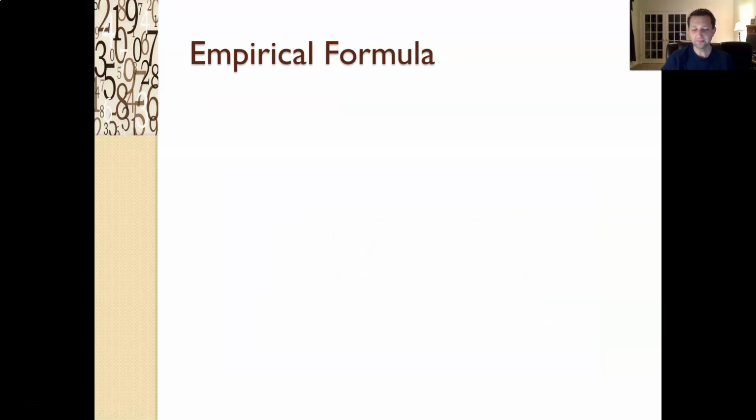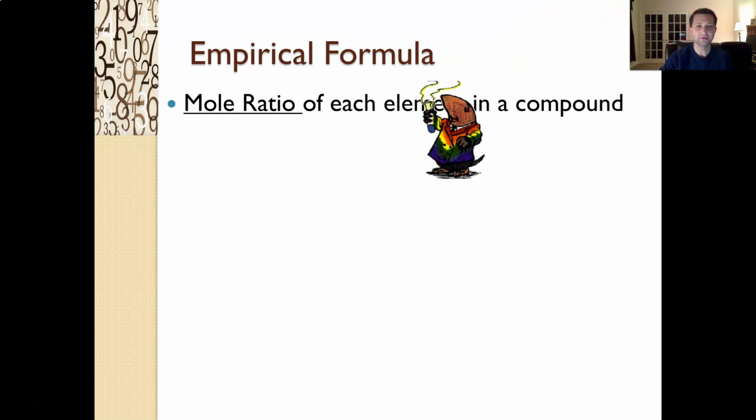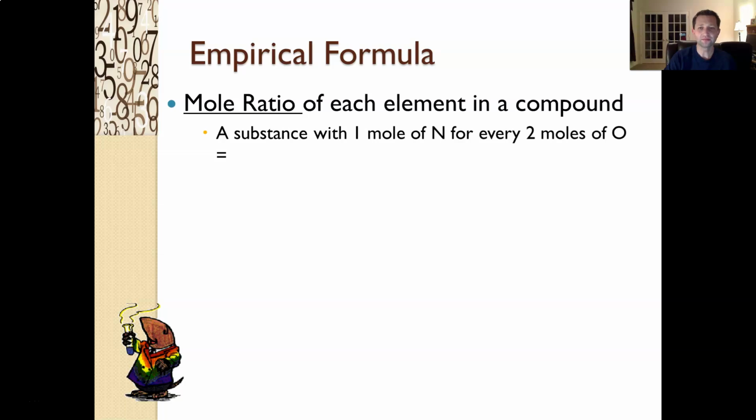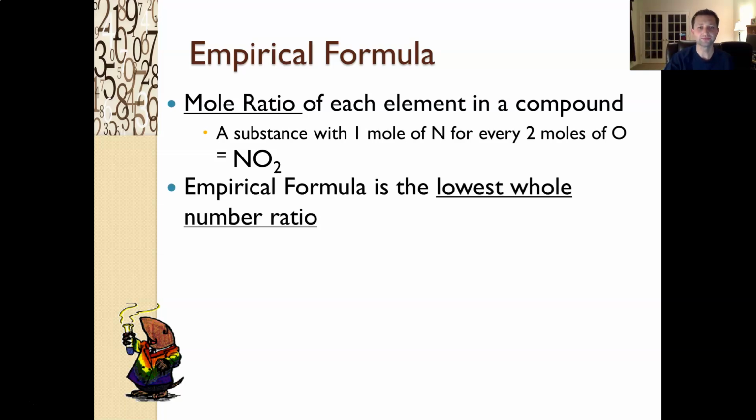So let's define what an empirical formula actually is. An empirical formula is simply a mole ratio of each element in a compound. So a substance with a mole ratio of 1 mole of nitrogen to 2 moles of oxygen will be NO2. That's the empirical formula. It's the simplest mole ratio that you have for a molecule. So it's the lowest whole number ratio.